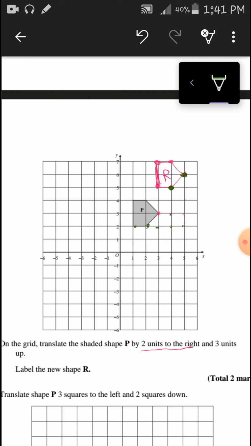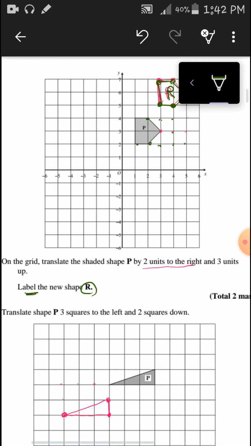This vertex, 1, 2, we don't count the first one because we didn't move. When we move, we start to count. This is 1 and this is 2, then go up 3, 1, 2, 3, the place will be here. Now this vertex, 1, 2, then 1, 2, 3, and the new shape will be here, and he asked you to label the shape R, so we write R in the shape.